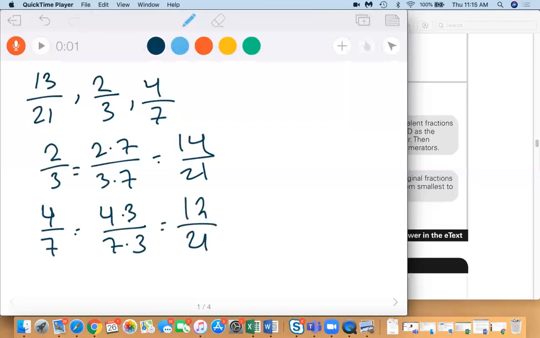Okay. So now how do I order? I have 13, 12, and 14. So that means the way that they go is 12 over 21, 13 over 21, and then 14 over 21, right? Is that my answer though? Can I leave my answer like that and put it into MyLab at the end?